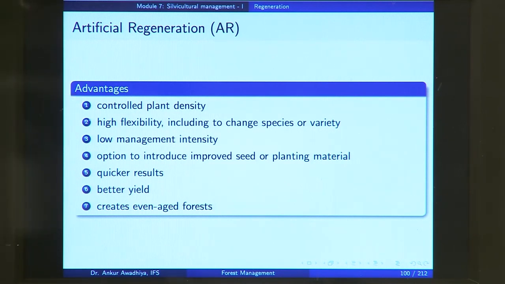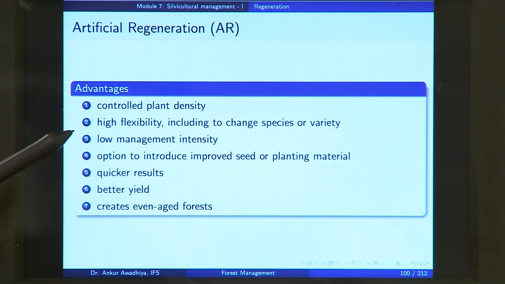So, the number of plants that you will have per unit area of land is something that you can control yourself, because you yourself are making the pits in the ground. There is a high level of flexibility in this process, including to change the species or variety, because everything is within your control. So, you have a good amount of flexibility.